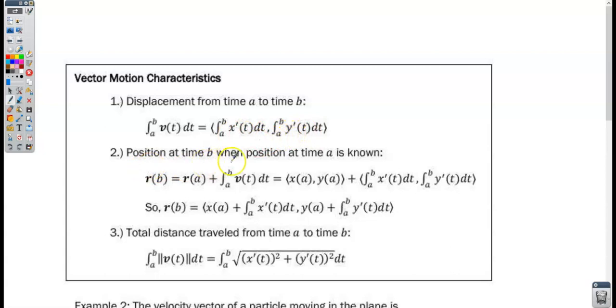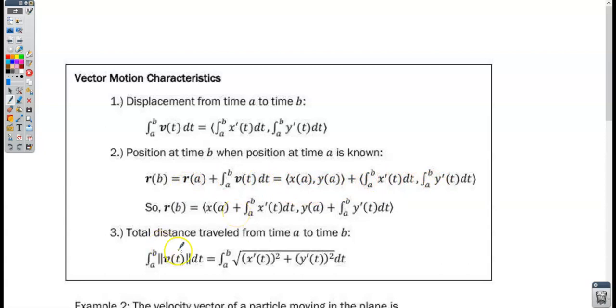The position at time B, when the position at time A is known. So the position at time B, there's my position vector at B, is equal to my position vector at A, plus the integral from time A to time B of my velocity vector. This is just like when we did it for Cartesian coordinates. When I knew the position at time A, the position at B was equal to the position at A plus the integral from A to B of the velocity. And here's how I would calculate that. I would take the initial position vector and add to it that integral vector of the velocity.